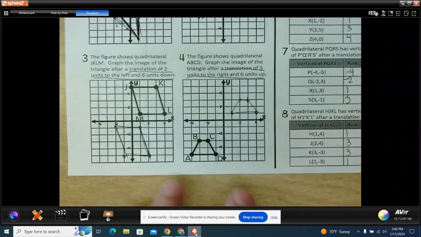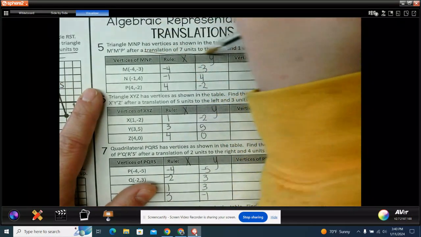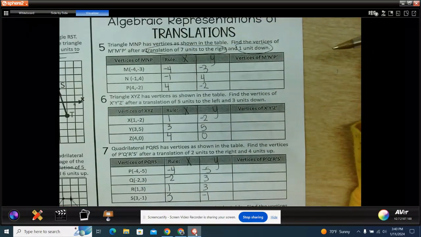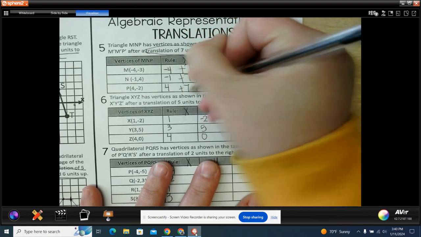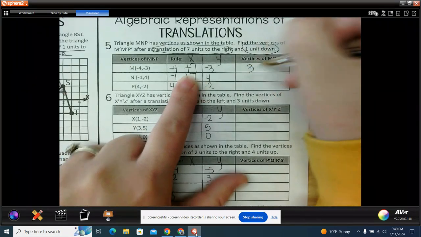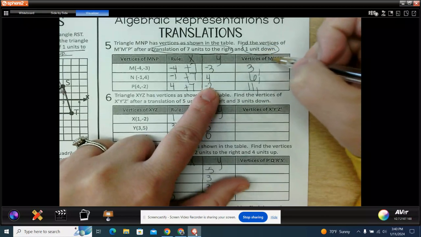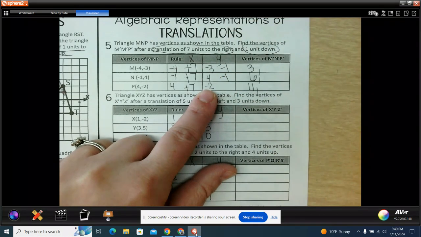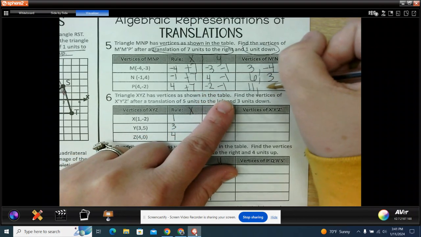So now let's look mathematically at what's going to happen with our translation. So when this one says to translate 7 units to the right and 1 unit down, right is going to tell us to add. We go to the right with anything, we always add. So I'm going to take my x values and add 7 to each of them. So negative 4 plus 7 is 3, negative 1 plus 7 is 6, and 4 plus 7 is 11. For my y value, we're going to move the unit down 1, so that means to minus 1. So negative 3 minus 1 is negative 4, 4 minus 1 is 3, negative 2 minus 1 is negative 3.